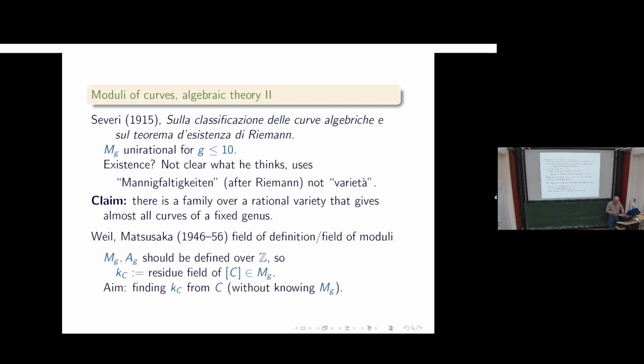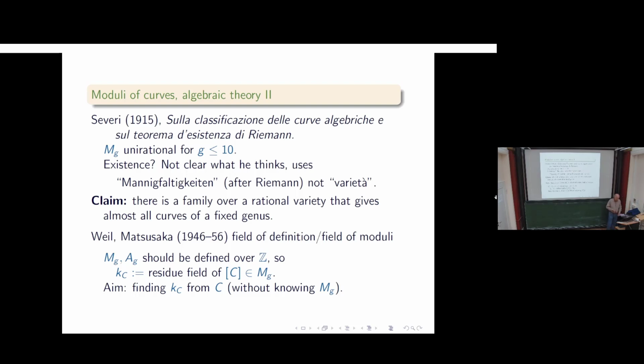Then Baily and Matsusaka looked at the field of moduli. From the modern point of view, if you have the moduli of curves, then it should be defined over Z. So if I have a curve, then I get a point that corresponds to it on that scheme, and so it has a residue field. But the point is, you can construct this residue field without constructing this moduli space. Somehow that was their first step to try to understand the scheme. And there should be a residue field.